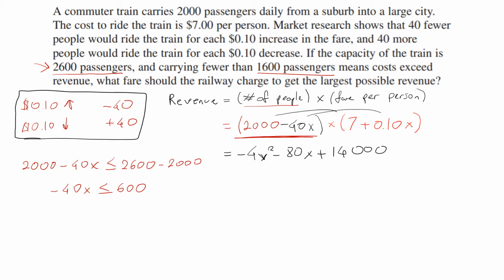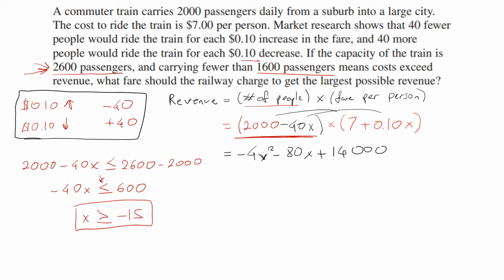So now I'm going to divide each side by negative 40, but remember, whenever you divide something by a negative, you also change the sign. So I will get x, changing the sign, and now I have the value of negative 15. So this is one of them. I don't end here because I only used 2,600 given. That was my maximum capacity.